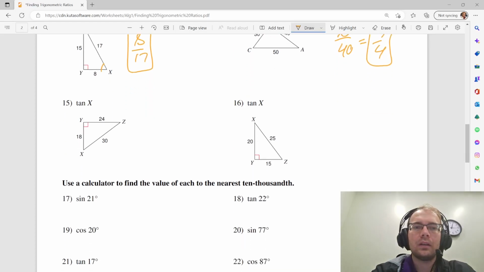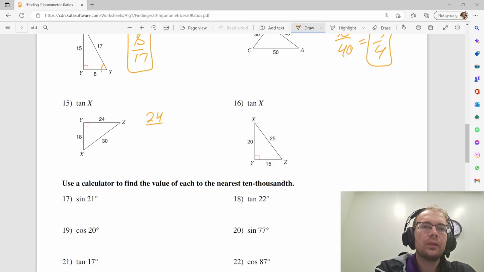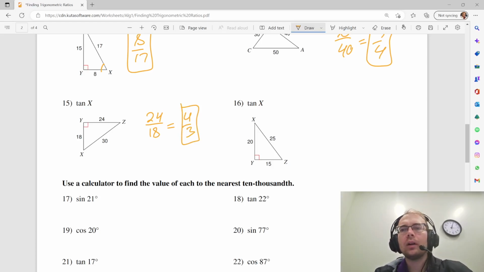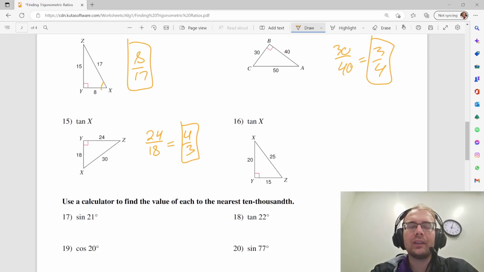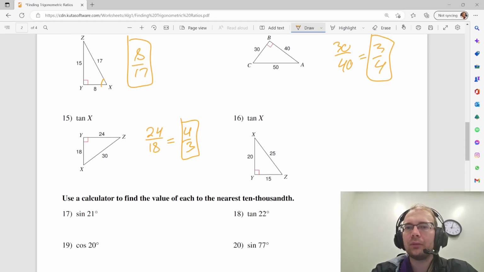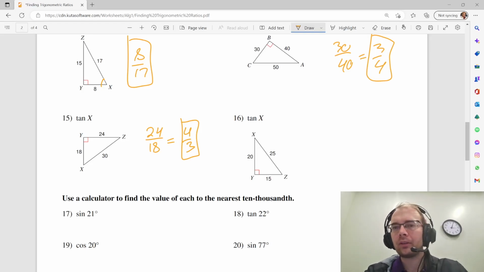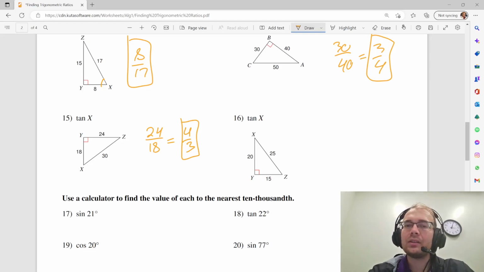Here we go. Tan X. All right, so that's opposite over adjacent. Looks like 6, so 4/3. Oh, another thing too is that sine and cosine should always be a fraction that's less than 1. Tangent, though, can be a fraction that's more than 1. So if you get a fraction that's more than 1 for sine or cosine, that's a red flag. That means you did something wrong. You put something in the wrong order or whatever. But with tangent, you can have a number more than 1.